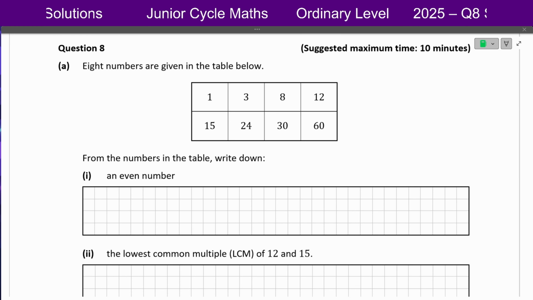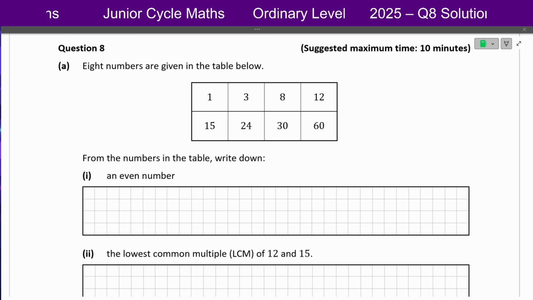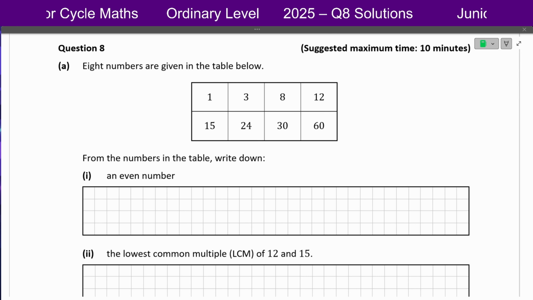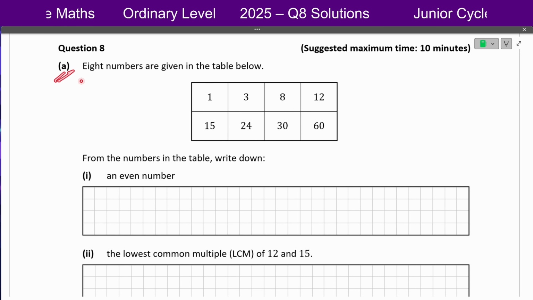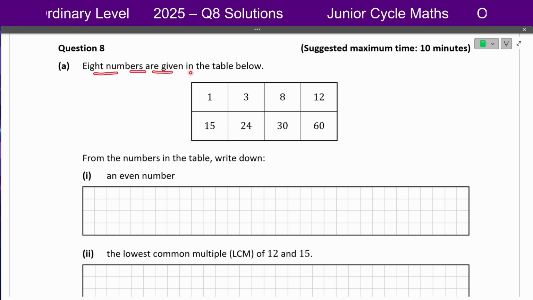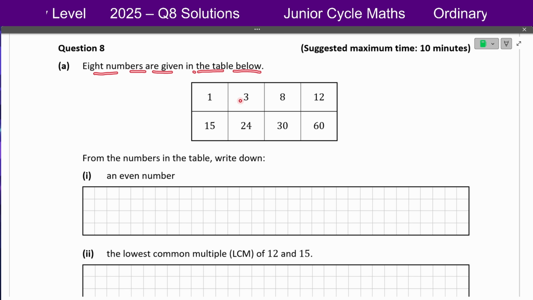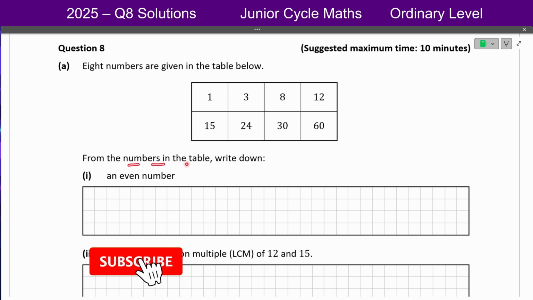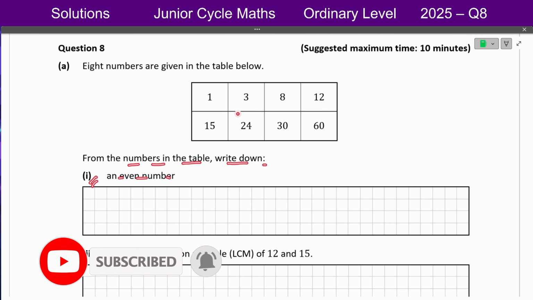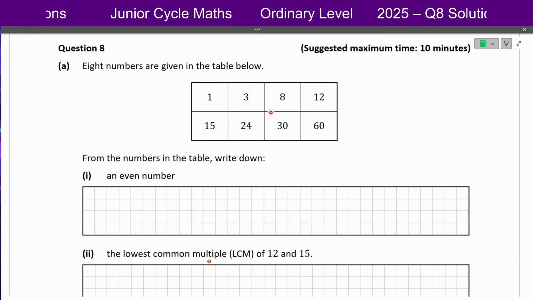Now let's have a look at question 8 from the 2025 Junior Cycle Ordinary Level Maths exam. Okay, so in the first part of Q8, it says 8 numbers are given in the table below. From the numbers in the table, write down an even number. So we need to find an even number.